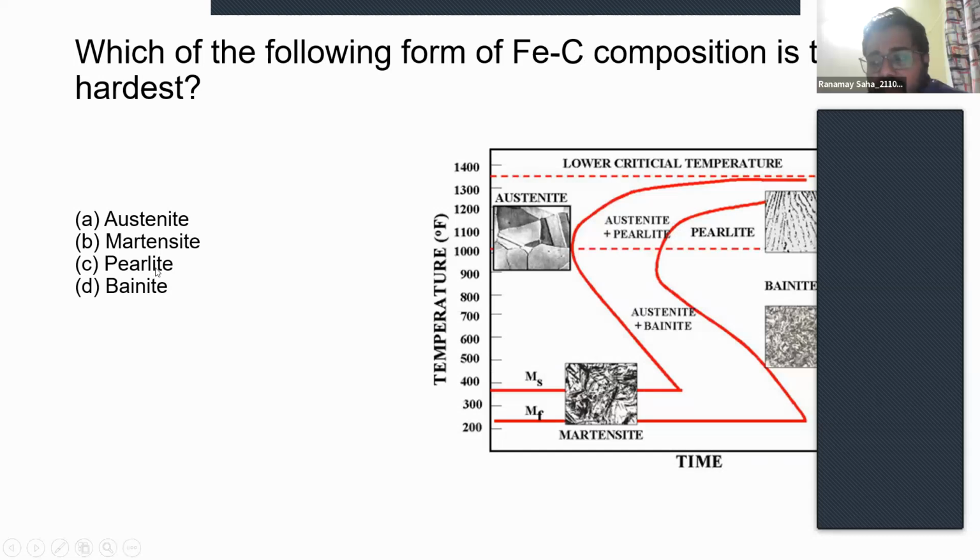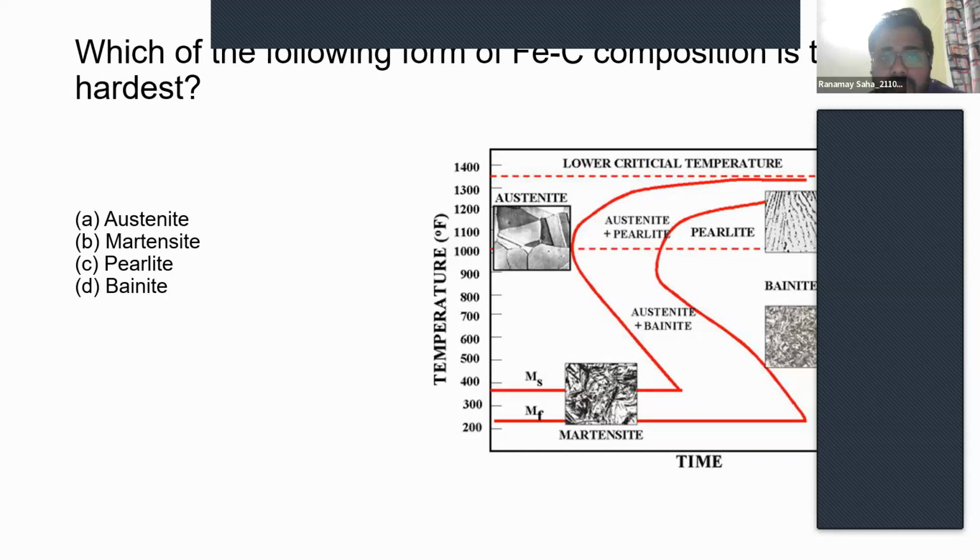Do you know about these forms from the phase diagram? Austenite is gamma iron. Yeah, I'm asking which one is the hardest here.